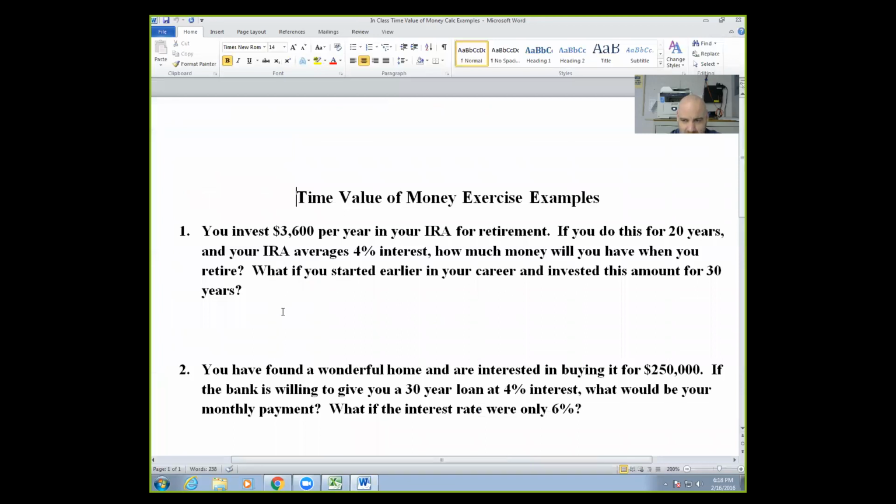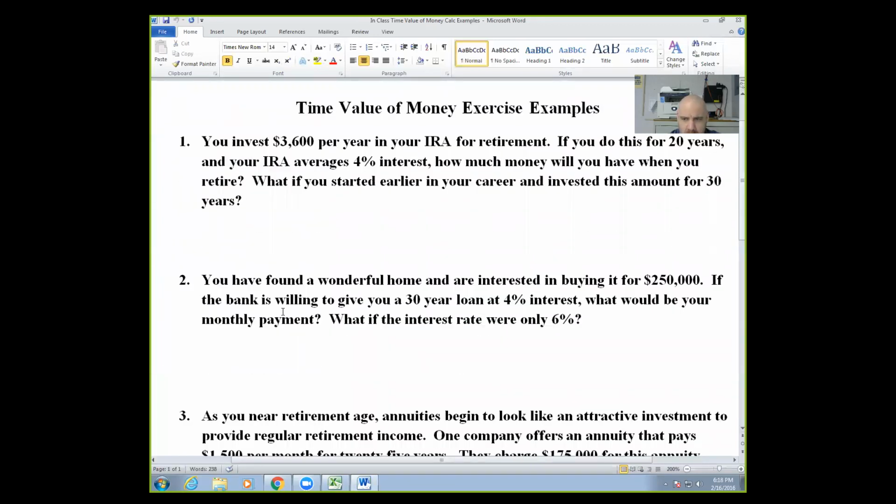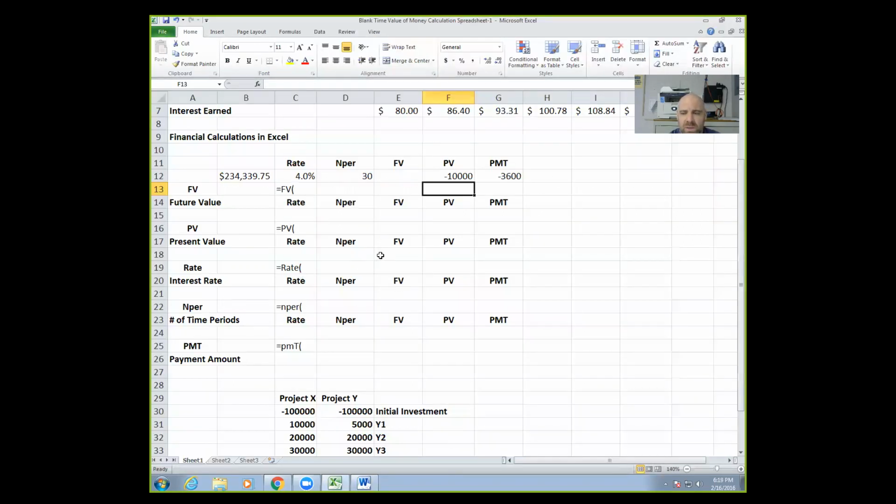I think the second one here, hopefully. So the second one is, so here's the question. You have found a wonderful home and are interested in buying it for $250,000. If the bank is willing to give you a 30-year loan at 4% interest, what would your monthly payment be? What would be your monthly payment? So which of these 5 functions do you think we're going to be using to find that answer? Payment function? Payment, exactly. We're looking for a payment, okay?